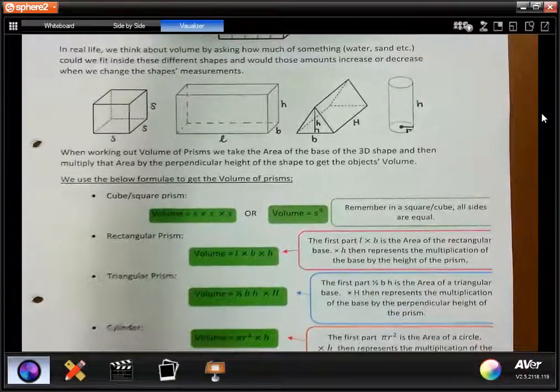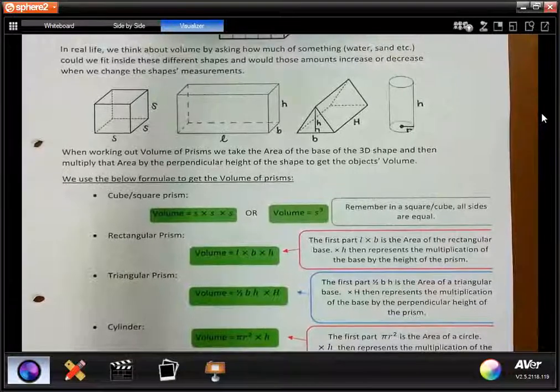If you're done copying that down, you can maybe start on a new page and just write examples. That's what we're doing next.